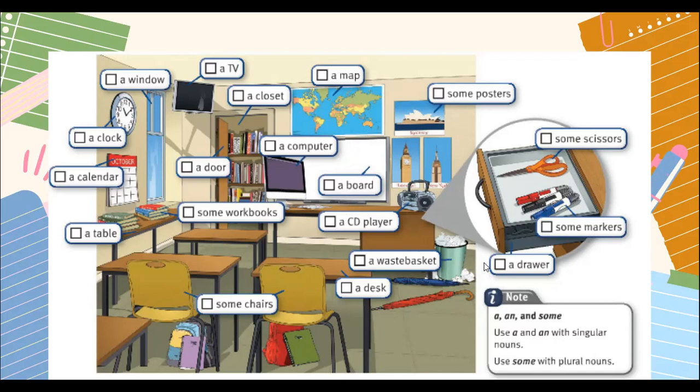Some is very general, non-specific. What would be the difference? Three markers is specific. Some markers is pretty general. Another example: four desks is being specific, I'm giving a specific amount, and some desks is general. Some posters is general, while four or three posters would be specific. Do we understand that, guys?